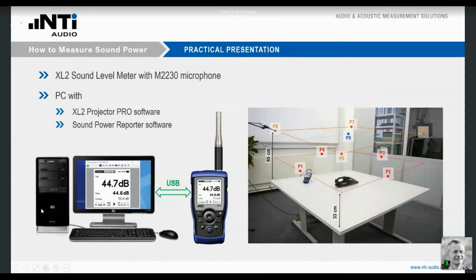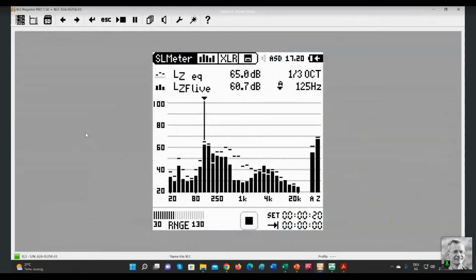Okay, that brings me already to the practical presentation. Here I have an XL2 sound level meter with my 2230 microphone. On my PC, I have installed the Projector Pro software, which allows me to share the screen content of my XL2 with you so that you can see it. And of course, I have also downloaded and installed the Sound Power Reporter software so that we can later show you the calculation of the results. But first, I'm going to switch over to the XL2 screen, which you see here, and I want to show you how to proceed to acquire these individual measurements.